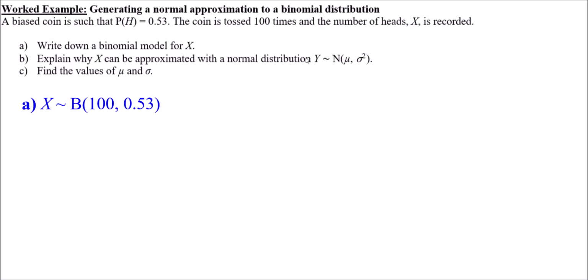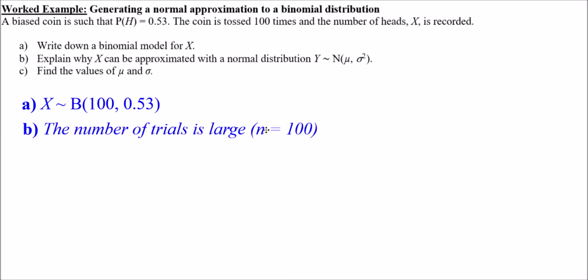For the approximation, I'm going to call it big Y. Big X is the exact binomial. Well, those two reasons from before still hold. The number of trials is large: n is 100, that's 50 or more. And the probability of getting heads is 0.53, which is close to 0.5. So those two things need to be said, and then we're okay.